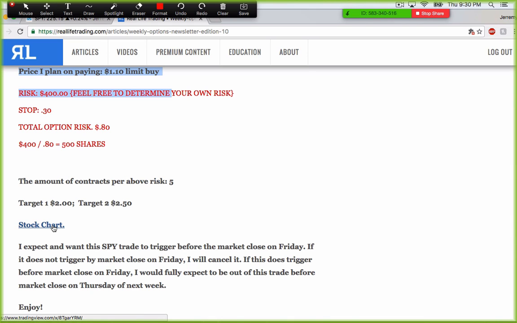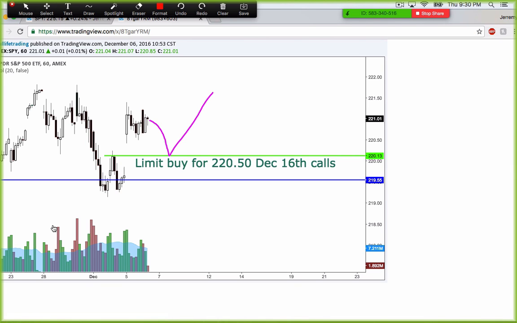I'm glad I'm recording this. Here it is. I click the stock chart. Boom, shakalaka. There's the double bottom that I just showed you on SPY right there. There it is, in front of your face.